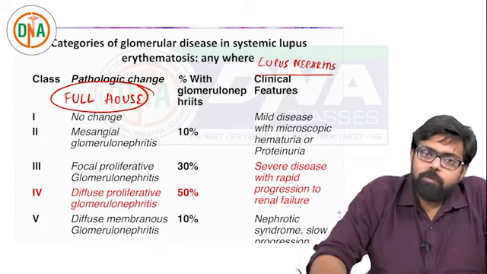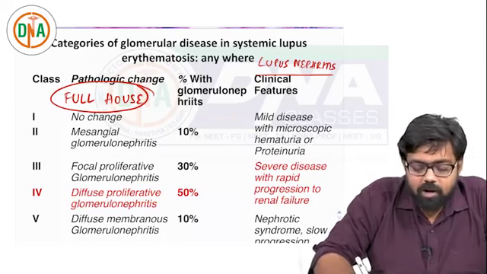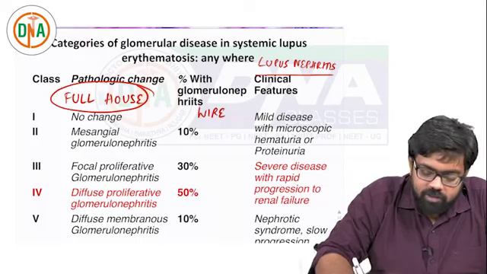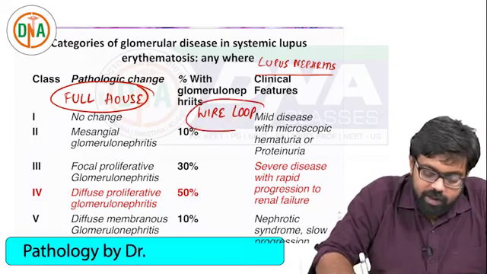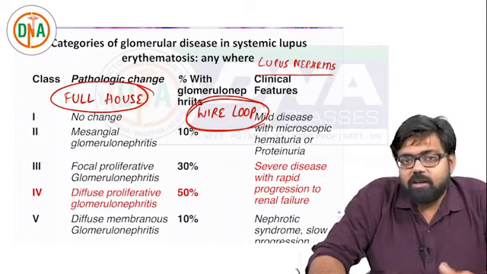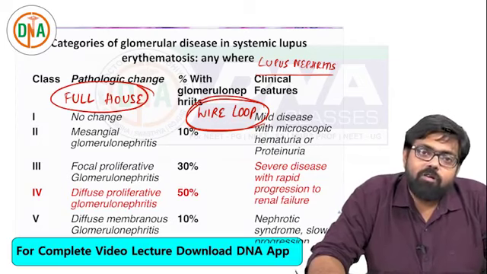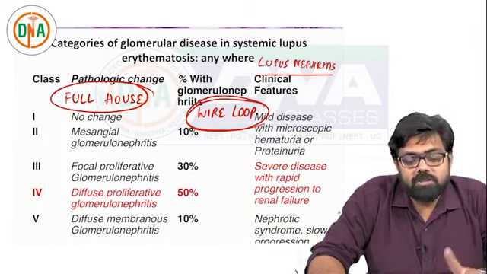The most important and repeatedly asked question is that the characteristic lesions in SLE are called wire loop lesions. Earlier it was a direct question: wire loop lesions are seen in which disease? The answer is SLE. But now the trend has changed. Now the question is which class of lupus nephritis shows wire loop lesions. It is class 4.